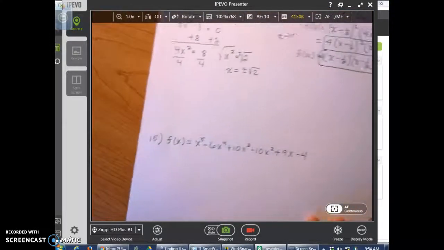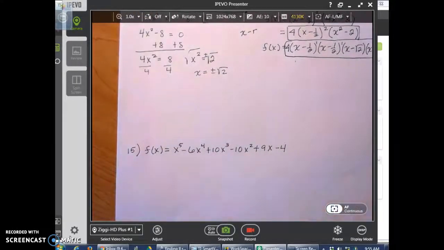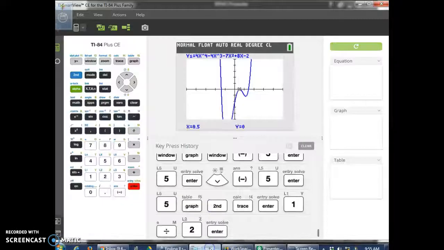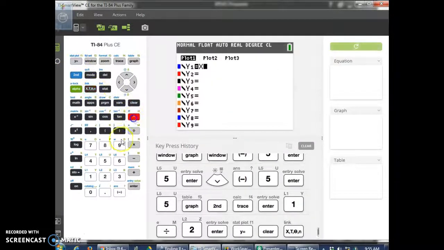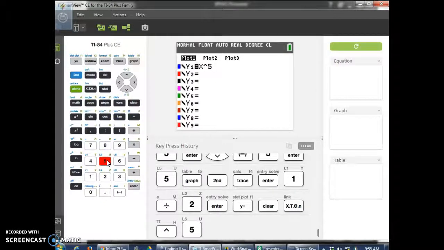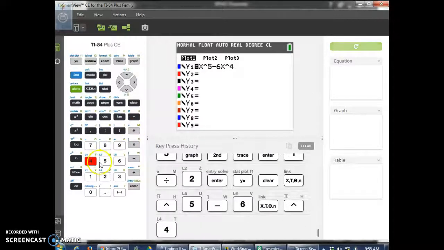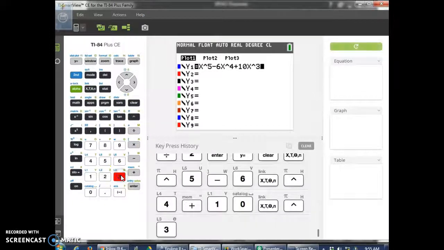So I have number 15. So let's go and graph number 15. Now you notice that 15 has a degree of 5. So we're going to need to find 5 real roots. So let's go ahead and clear this out. And that's one reason I wanted to do this one with you. And also remember that if you don't have your graphing calculator at home, you could use Desmos. It works great for graphing these as well.